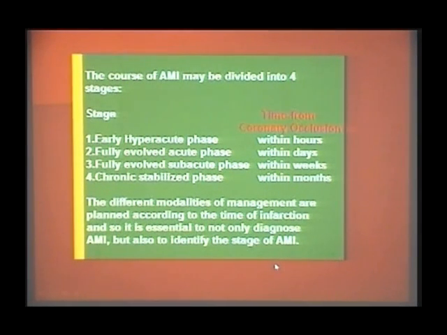So there are 4 phases of ST elevation MI. Early hyperacute phase, which occurs within minutes and hours of total coronary occlusion. Then fully evolved acute phase, which occurs after 2 to 3 days of coronary occlusion. Subacute phase, which occurs after 1 or 2 weeks of coronary occlusion, and chronic stabilized phase, which occurs after a few months and years and continues to be there for years to come in acute myocardial infarction. So these are the 4 stages. Each one of these 4 stages has different ECG manifestation and a different approach in the management.